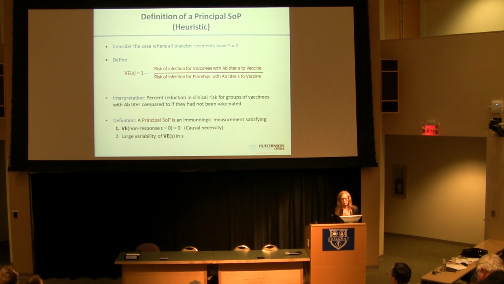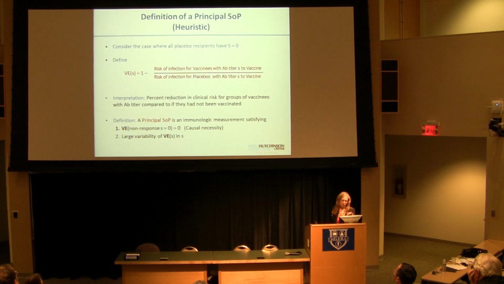Okay, so this is an equation. This is a heuristic definition then. So we define the vaccine efficacy, where S is the vaccine efficacy as a function of the immune marker, as 1 minus the risk of infection for vaccinees with antibody S to vaccine over the risk of infection for placebos who would have had antibody titer S to vaccine had they been vaccinated. That's this potential outcome framework.